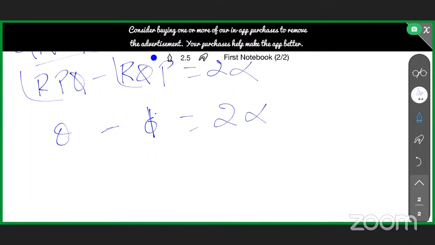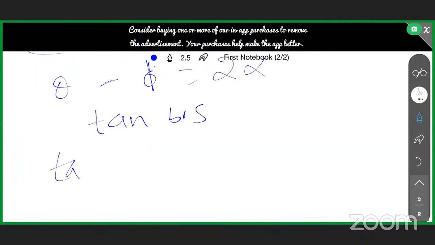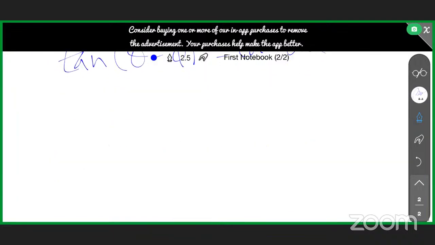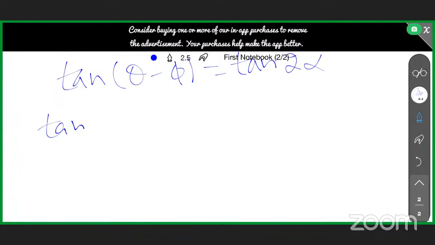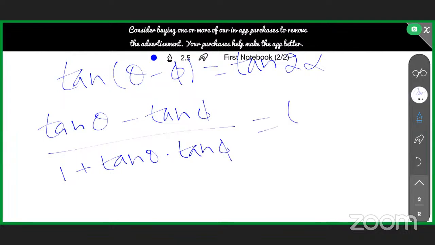So what I will do now is take tan on both the sides. This is tan of theta minus phi is equal to tan of 2 alpha. Yes or no? Yes, sir. So you use the formula here. This will become tan theta minus tan phi, by 1 plus tan theta into tan phi, is equal to tan of 2 alpha. You remember the formula, no? We solved a lot of problems in the beginning of trigonometry.